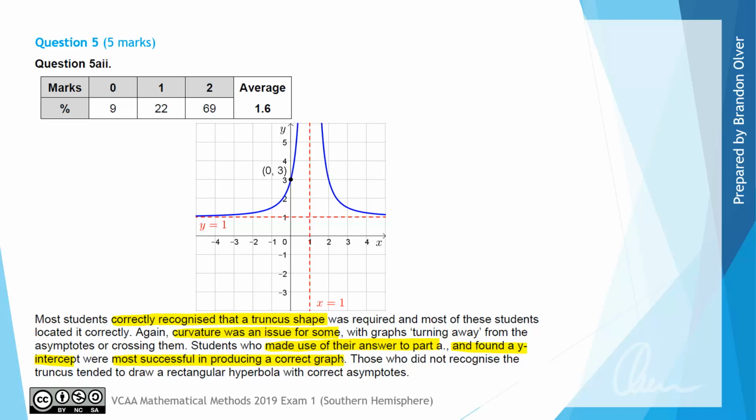The common mistake here was that those students who did not recognise the need to draw a truncus graph tended to draw a hyperbola with the correct asymptotes, but obviously the incorrect graph shape.